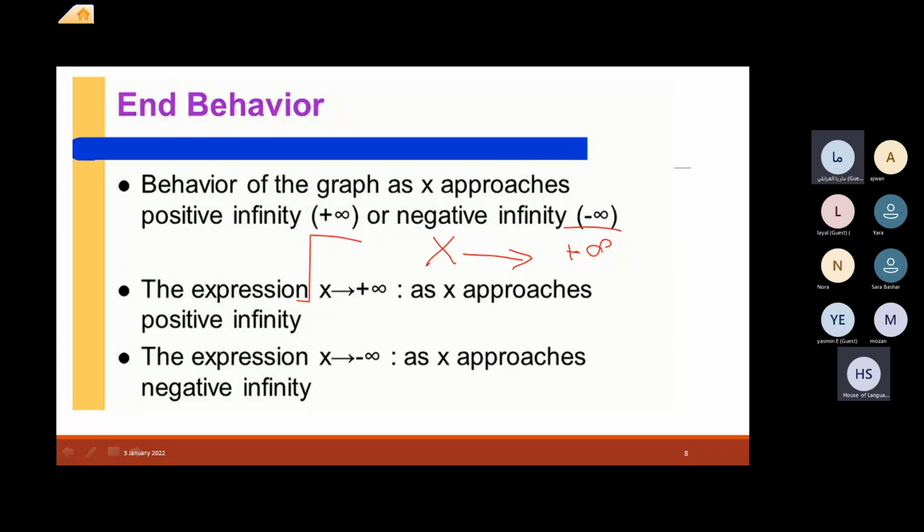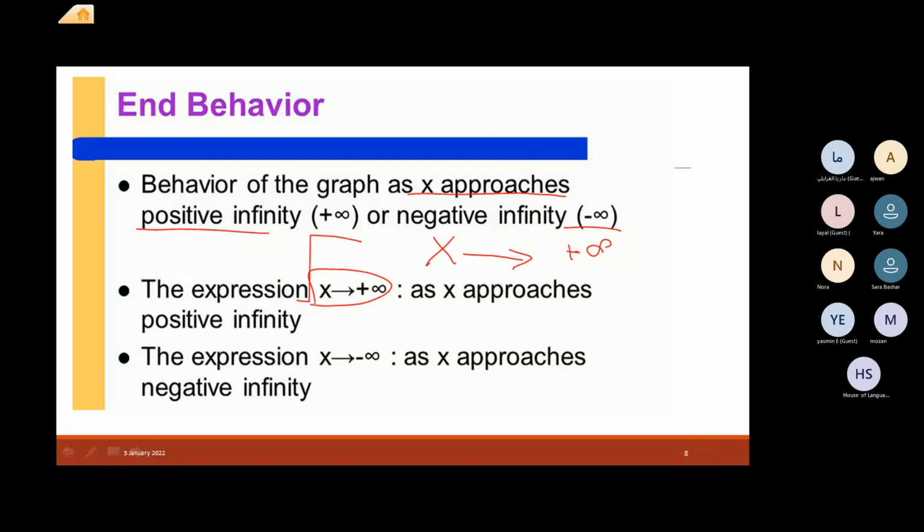So teacher, if x goes to positive infinity, it's increasing, and x to negative infinity, it's decreasing? No, just keep going. First of all, if you see this one, you read it as x approaches positive infinity. So the behavior will be x approaches positive infinity or x approaches negative infinity. You read it as x approaches positive infinity, or x goes to positive infinity. Here, x approaches negative infinity. This is the way I will identify or explain the end behavior of the function.